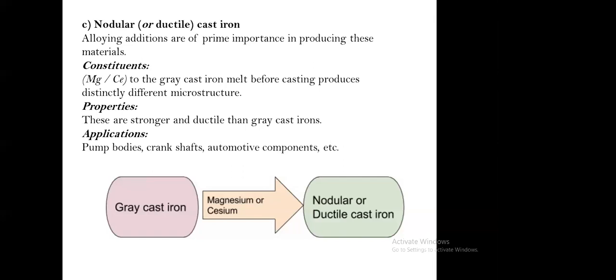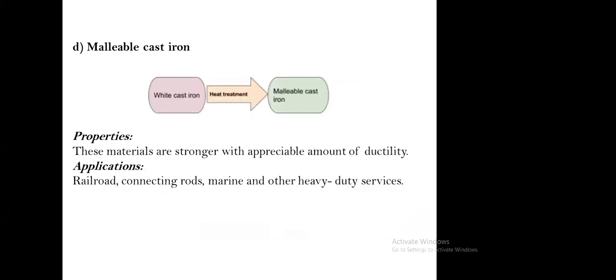As for properties, you can see here it is stronger and more ductile than gray cast iron. As applications, we use ductile cast iron, nodular cast iron, in crankshafts, automotive components, pump bodies, etc. Now coming to the malleable cast iron. As I told you before, when we heat treat the white cast iron, it produces malleable cast iron.